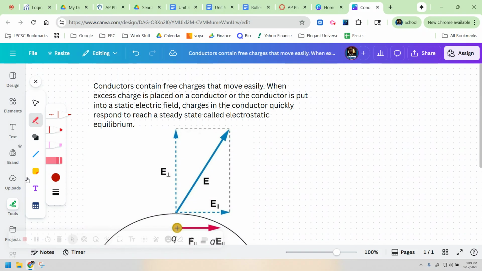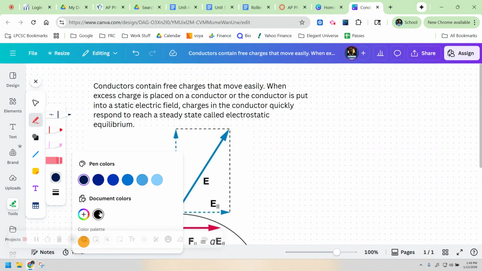So everything in the universe prefers to be in a state of equilibrium.